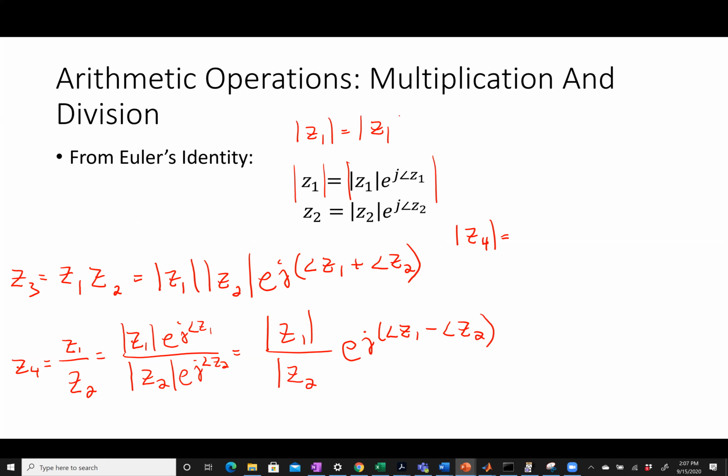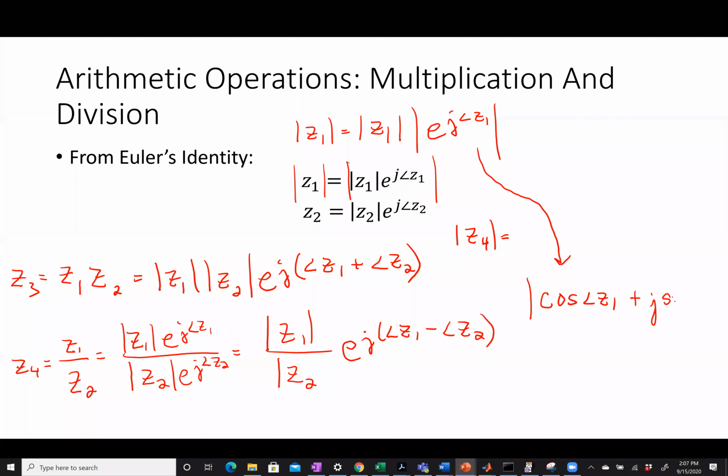times the magnitude of E to the J angle Z1, like that. How do I get the magnitude of that E to the J angle Z1 guy? How would I get that? Let's take the magnitude of the complex number cosine angle Z1 plus J sine angle Z1. If I said, what's the magnitude of that, what does that have to be equal to? It has to be one, doesn't it? Why does it have to be one?